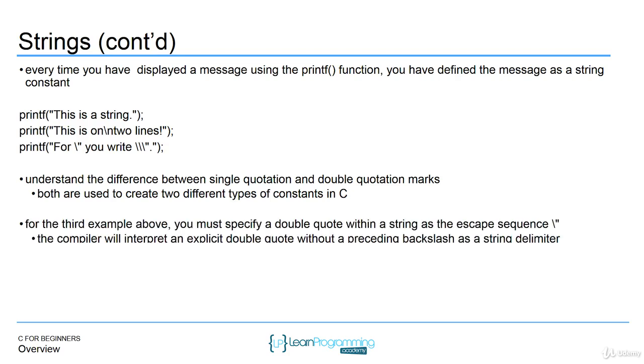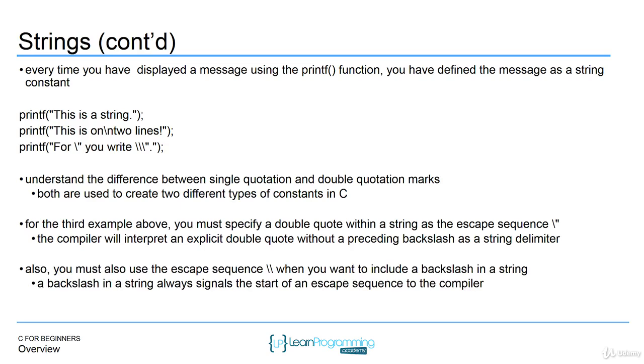For this third example, this printf where we have the for and then we have a backslash and then a single quote, if you want to actually display a single quote as output, you have to escape it. And you can escape special characters by using the backslash. So in the third example, it's actually going to print out for, double quote, you write, and then another double quote. So the compiler interprets an explicit double quote without a preceding backslash as a string delimiter, right? Every other time you use a double quote, it's the beginning and ending of a string. But what if you wanted to display it? Then you just put the backslash in front of it. And it will tell the compiler, hey, this is not actually ending the string. It's something that we want to display or something we want to use as that character.